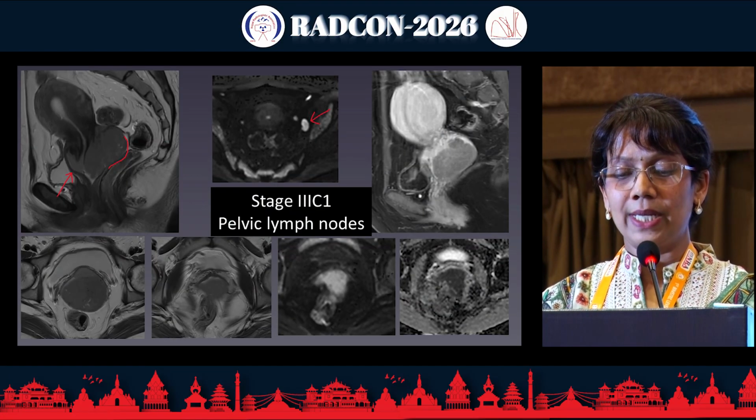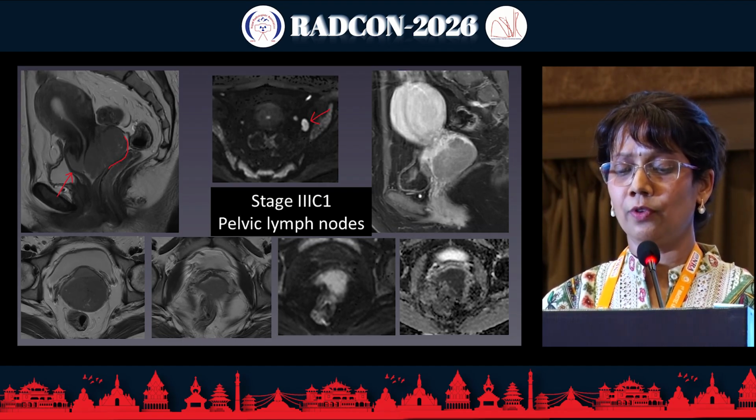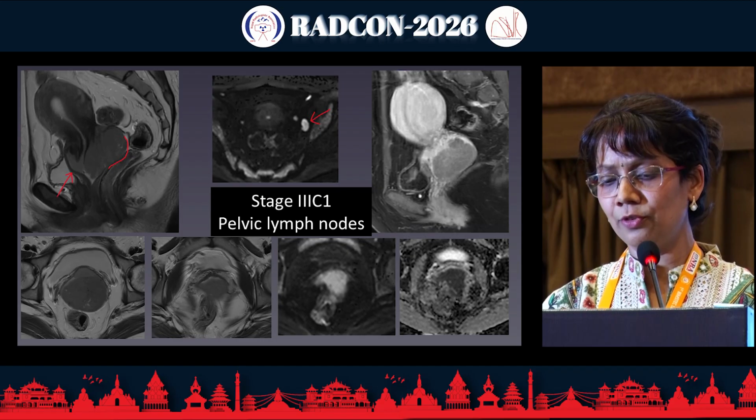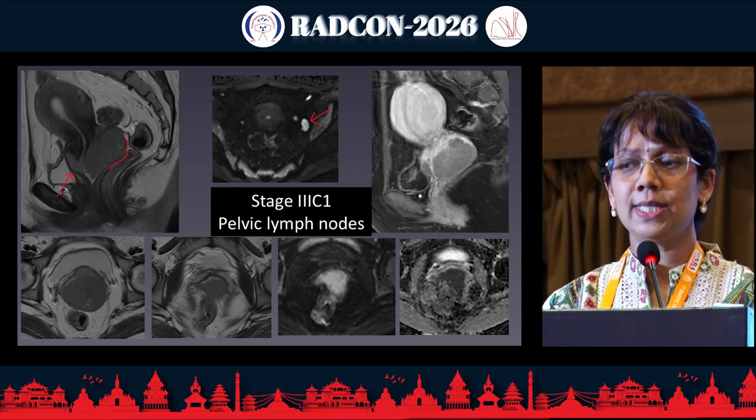In this example, we can see a large mass involving the cervix, which is also involving the posterior fornix and upper vagina, and there is a lymph node here in the left obturator region. So this is a stage 3C1 disease.